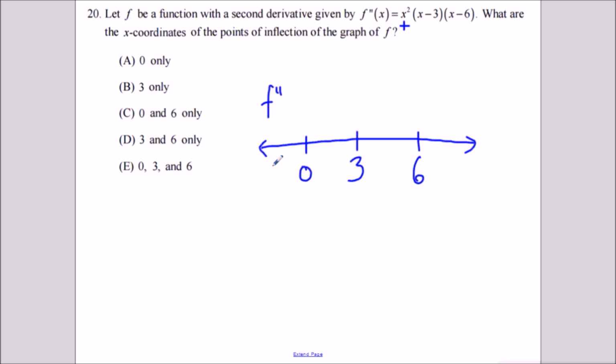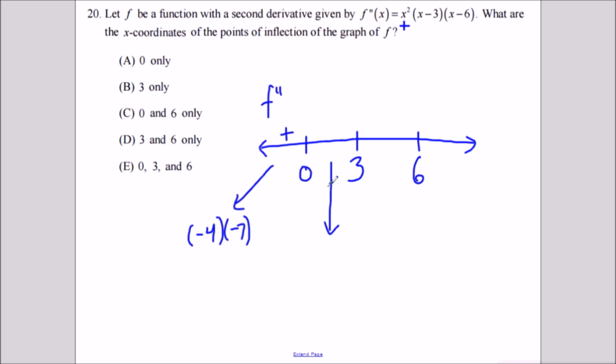So when we do plug in numbers, doing this with mental math, we really just have to check the other two factors. So let's say we plug in negative 1. If we plug in negative 1, we'll have negative 4 times negative 7, which we don't care about the value, even though it's positive 28. We only care about the sign.